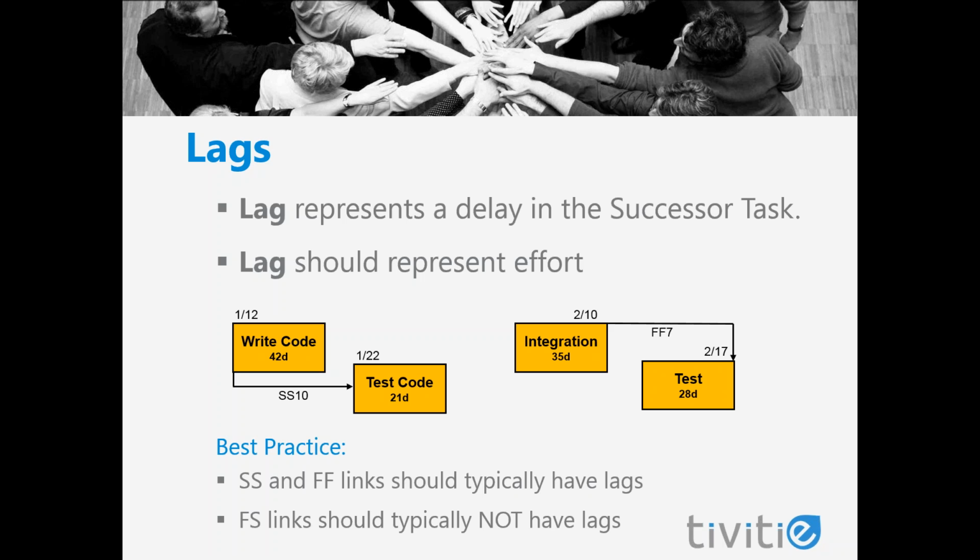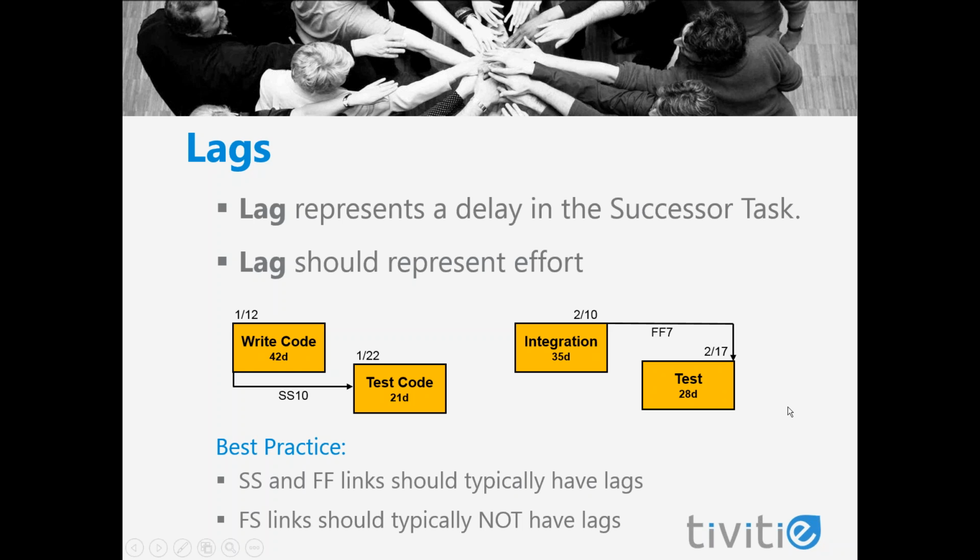So in the example on the screen of the write code and test code, what we're modeling here is that we've determined that once we have 10 days of code written, we then can start testing. So that's what my start-to-start with the lag of 10 is representing.